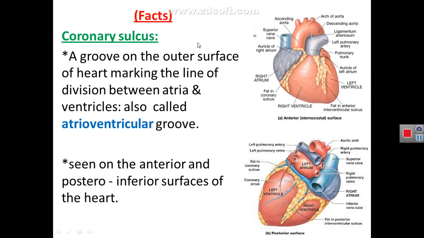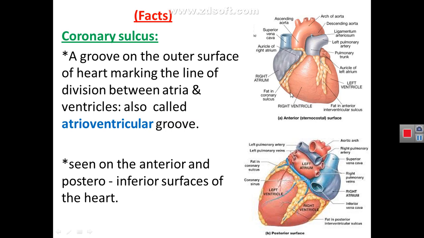The name coronary that is given to the coronary artery is because the right and left coronary arteries are running in a sulcus seen on the external surface of the heart, which is called the coronary sulcus. That sulcus lies between the right and left atria and the right and left ventricles, and so it is sometimes called the atrioventricular sulcus.